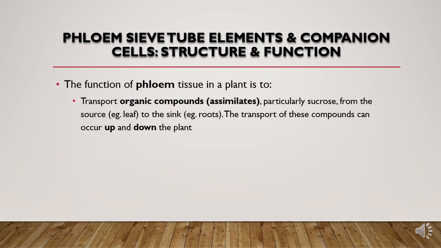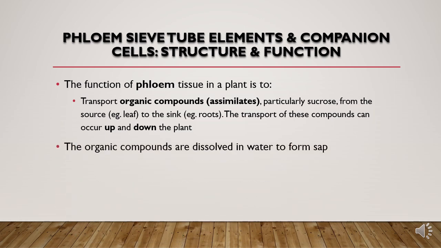One thing that we need to understand about the function of the phloem tissue is that it is responsible for transporting manufactured food, which comes from the leaves through the process of photosynthesis, and transferring it down to other parts of the plant, either for energy production or for storage. Most organic compounds are dissolved in water to form cell sap.